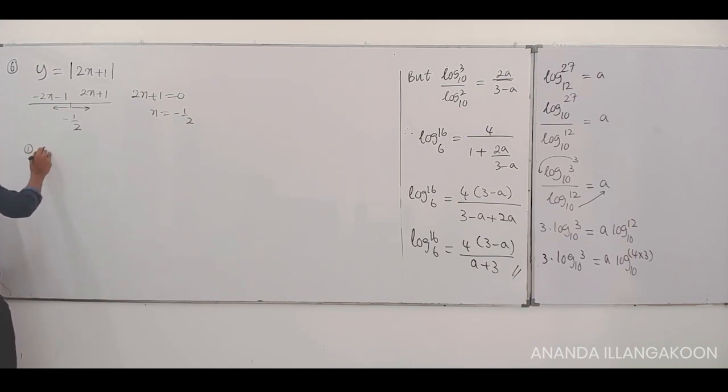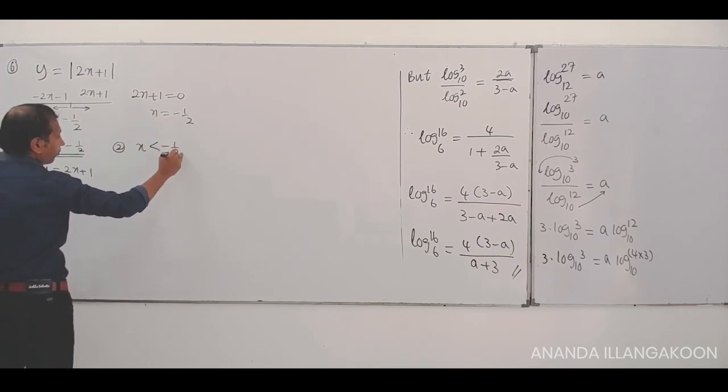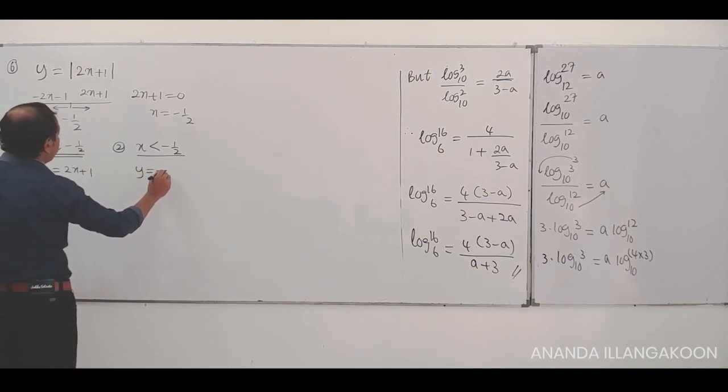Then the first line: x greater than or equal to minus half, right? We get y equals 2x plus 1 line. For x less than minus half, we get y equals minus 2x minus 1.